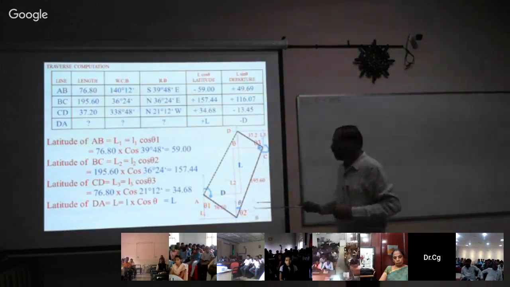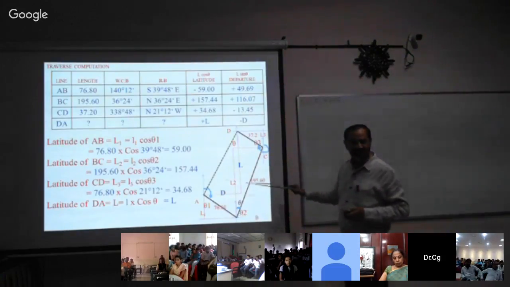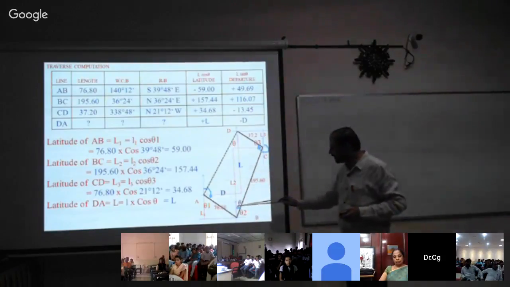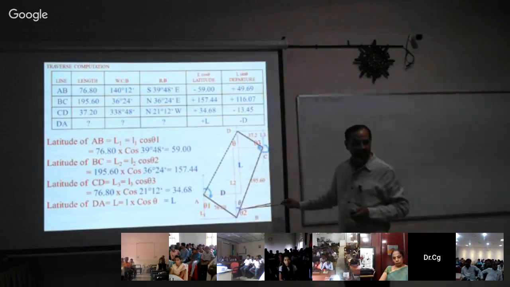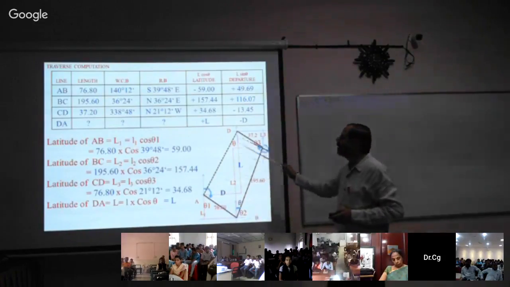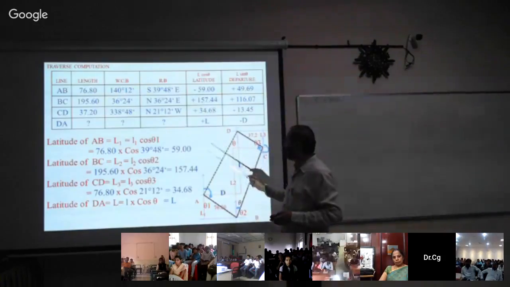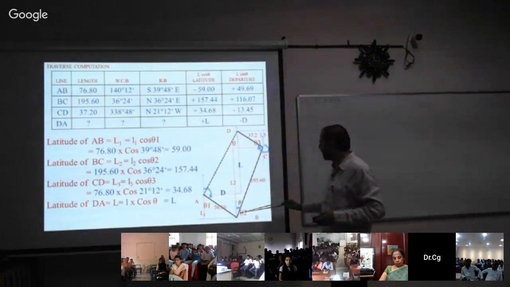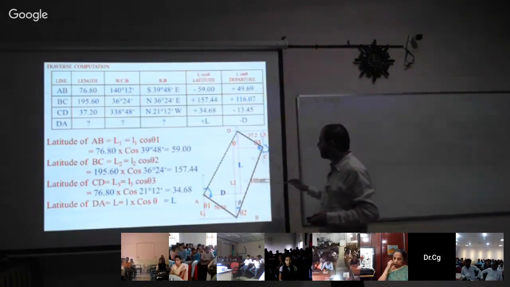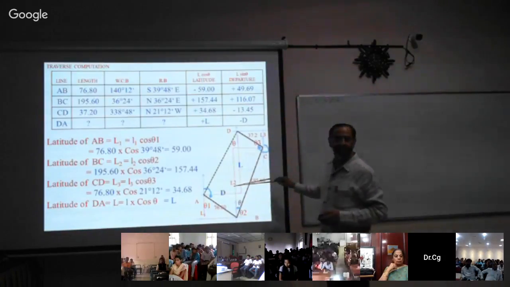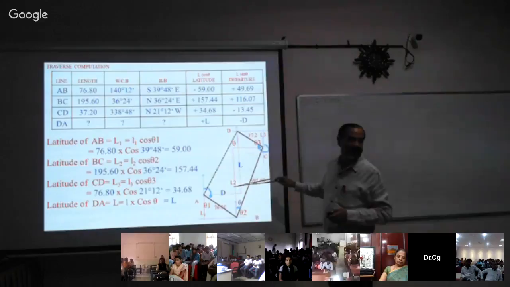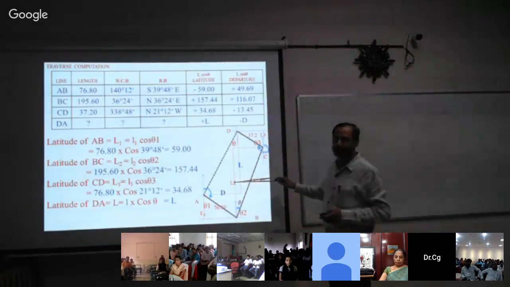It is in the first quadrant. Whole circle bearing is this one, and the quadrantal bearing is also the same. So now calculate the corresponding latitude and departure of the line BC. Latitude is length into cos theta and departure is length into sin theta. It is L2, latitude of line 2.